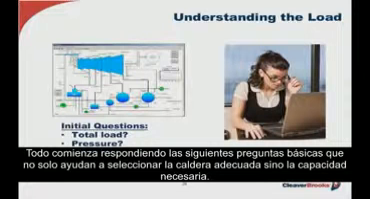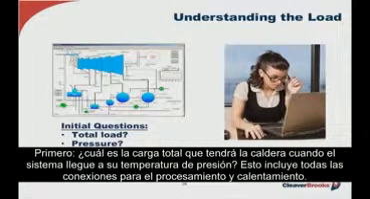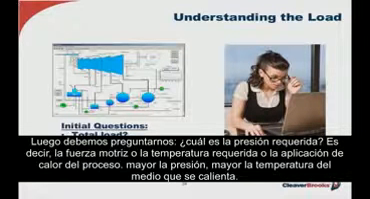You know, it all starts with the answers to the following basic questions, which will not only help lead to the proper selection of the boiler and the boiler type, but the correct capacity of the boiler as well. First, what is the total load the boiler will be encountering after the system is up to temperature and pressure? This will include all the connected users for process and heating. Then we need to decide on the pressure requirement, either for motive force and/or the temperature requirement for the process or the heating application. Of course, you know, the higher the pressure, the higher the temperature of the heating medium.